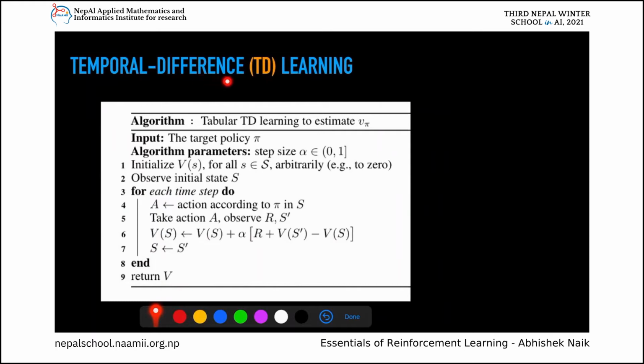Okay, so what is temporal difference learning? So this is temporal difference. So what is temporal? Temporal means time.